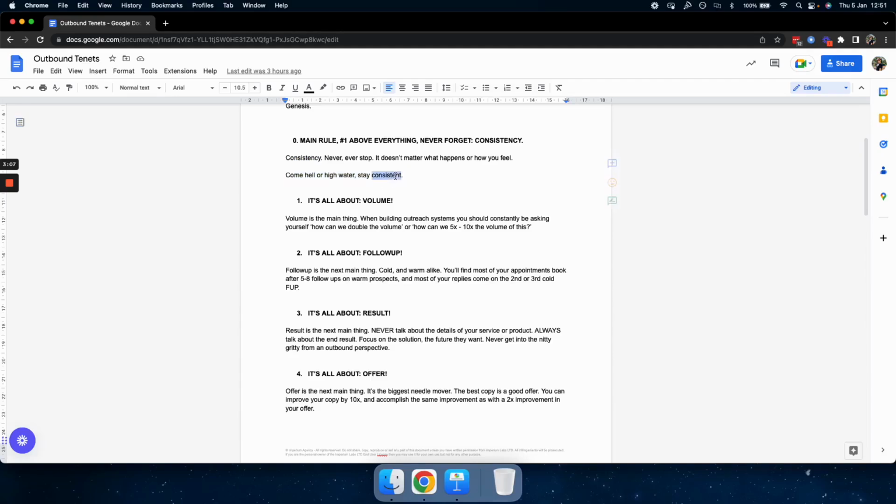If you take consistency and apply it with feedback and iteration, it's really all you need. So it's all about volume, right? This is a big one. Volume is honestly the main thing. When building outreach systems, you should constantly be asking yourself, how can we double the volume? How can we 5x the volume? How can we 10x the volume, right?